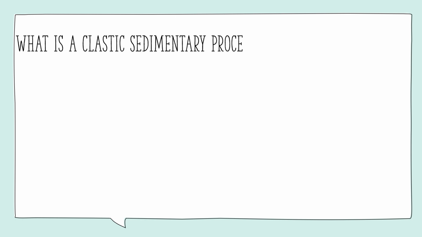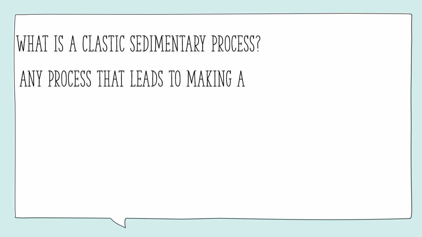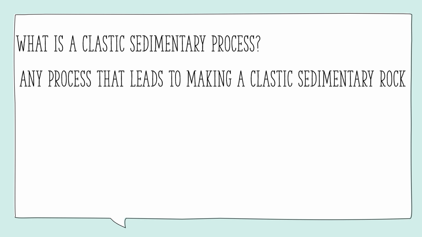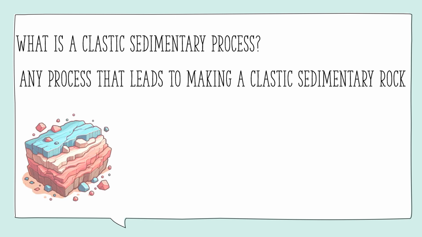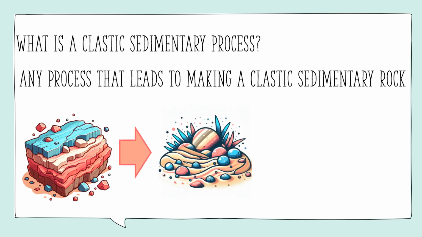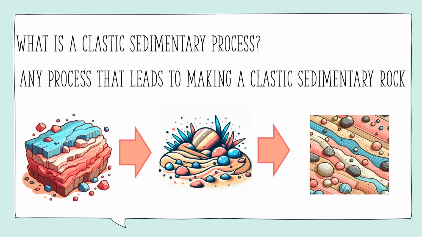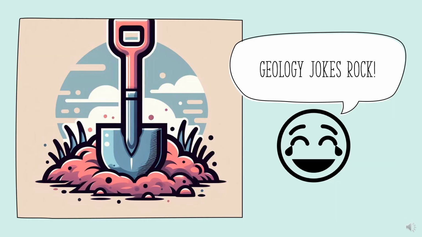So, what is a clastic sedimentary process? The short story is that it's any process that leads to the formation of a clastic sedimentary rock. Now, clastic sedimentary rocks are made up of bits and pieces of other rocks. So what's the long story? Well, when sediment is created through weathering and erosion, it's eventually deposited into a basin and turned into a rock through compaction and cementation. So let's dig in.